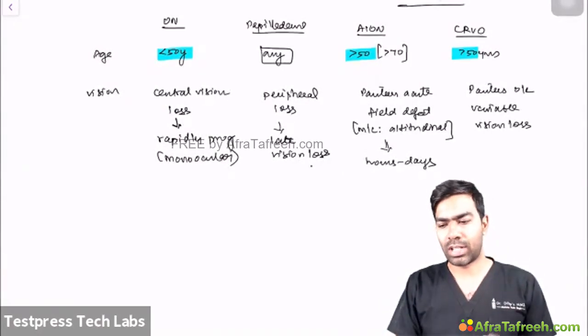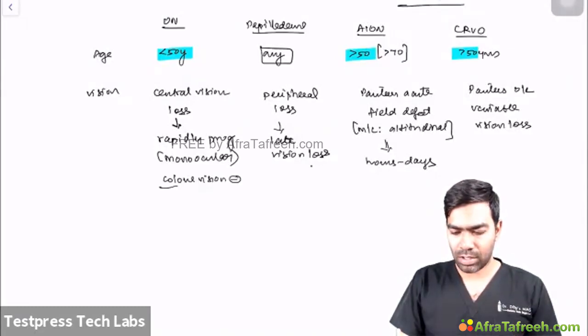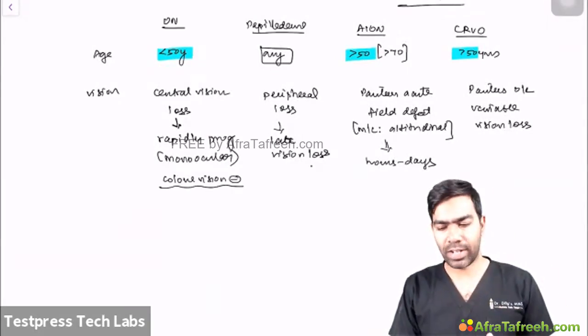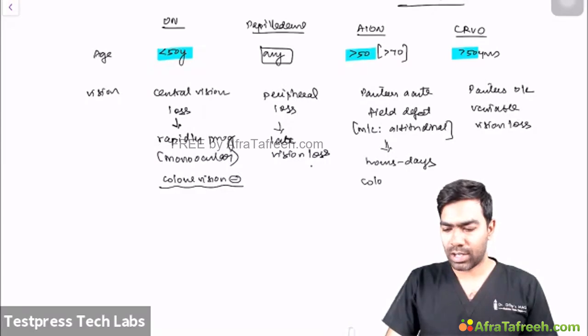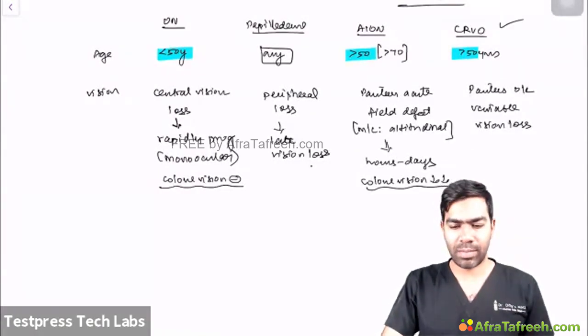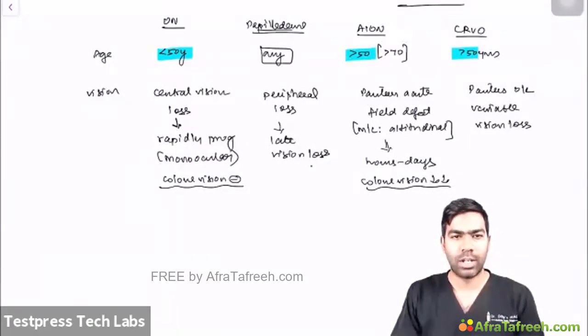And color vision loss: there are two areas where color vision will be lost. One is optic neuritis. Color vision is affected very early in optic neuritis. And color vision can also be affected very early in AON. Color vision loss is variable in CRVO, we cannot comment on it, but in papilledema, color vision loss will usually be very rare. You don't get color vision loss in the setting of papilledema.